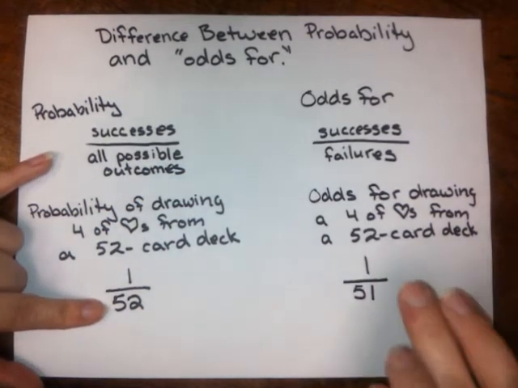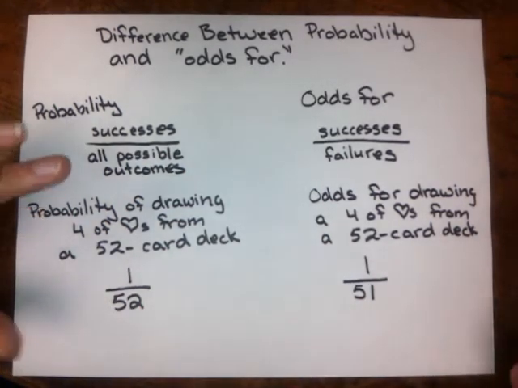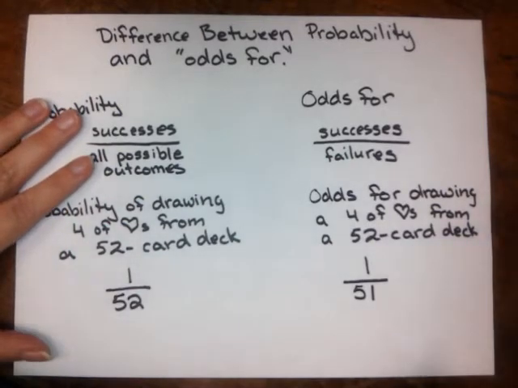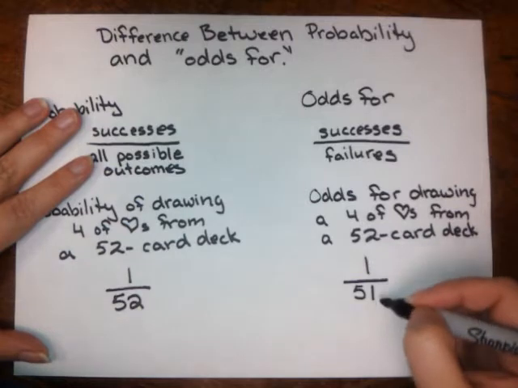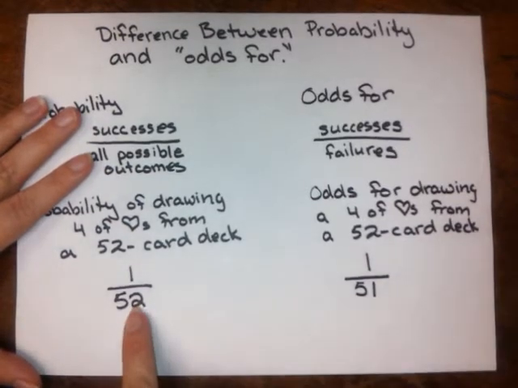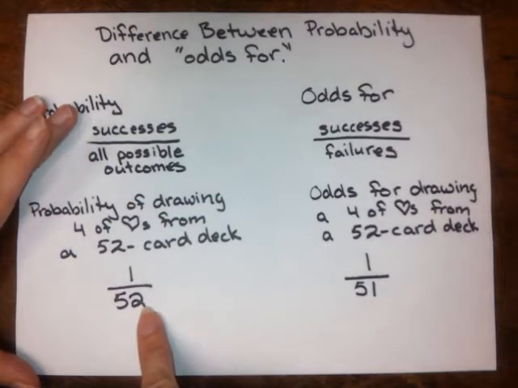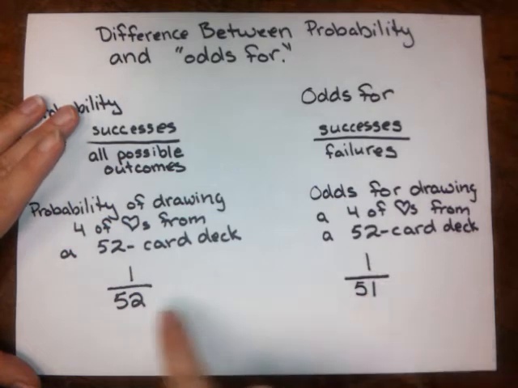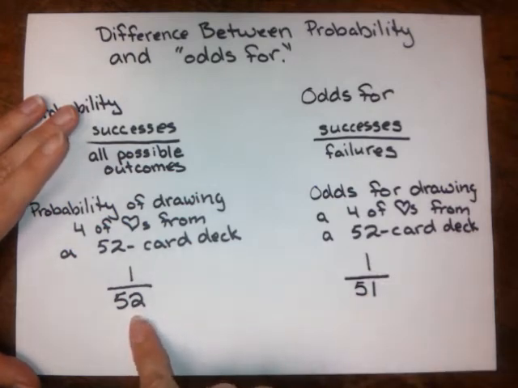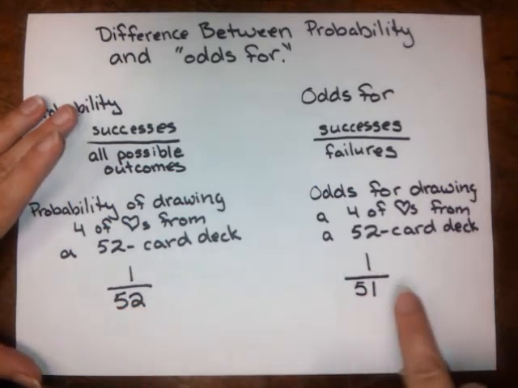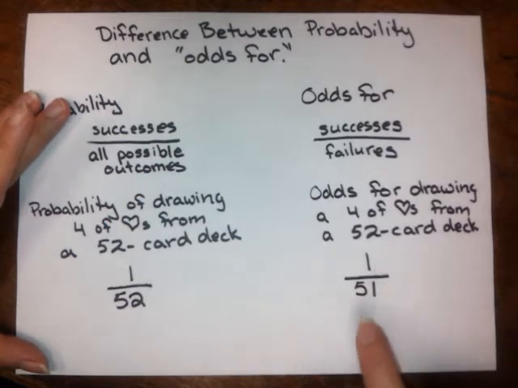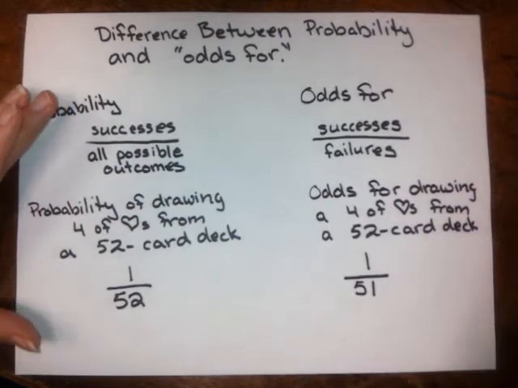And something you might notice is that when you take the numerator and the denominator from your odds and add them together, it would give you the total number you would put at the bottom of your probability. So there's kind of a relationship there. But you want to make sure that when you're doing odds for, you put the successes in the numerator and the failures in the denominator.